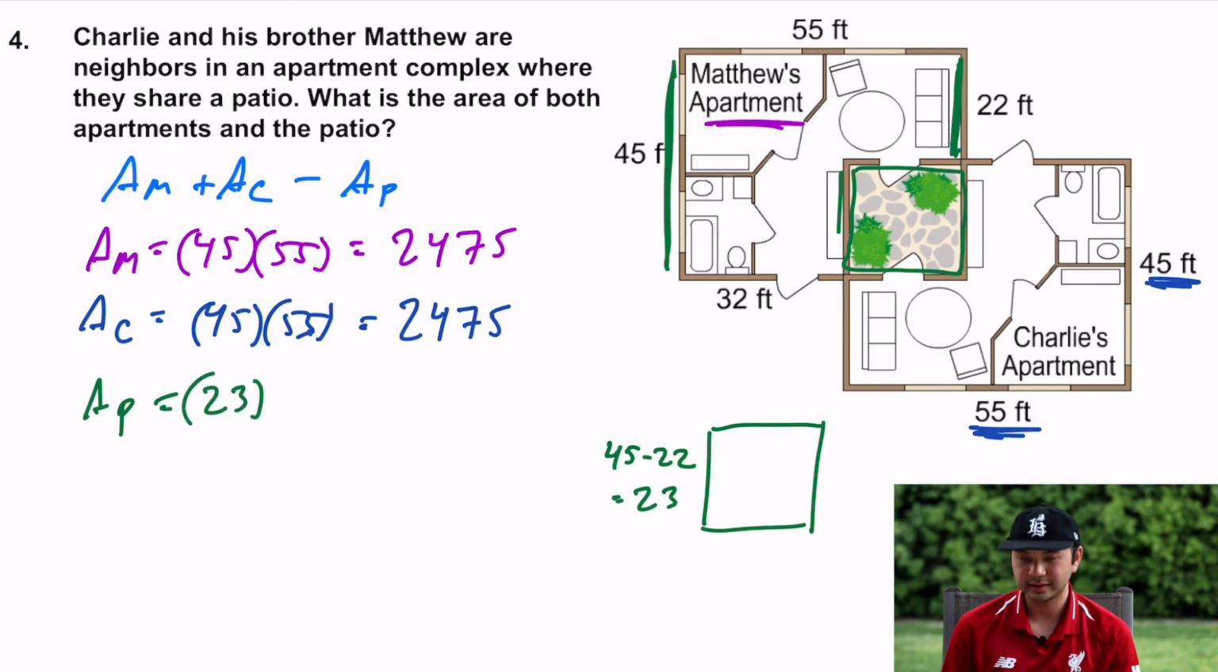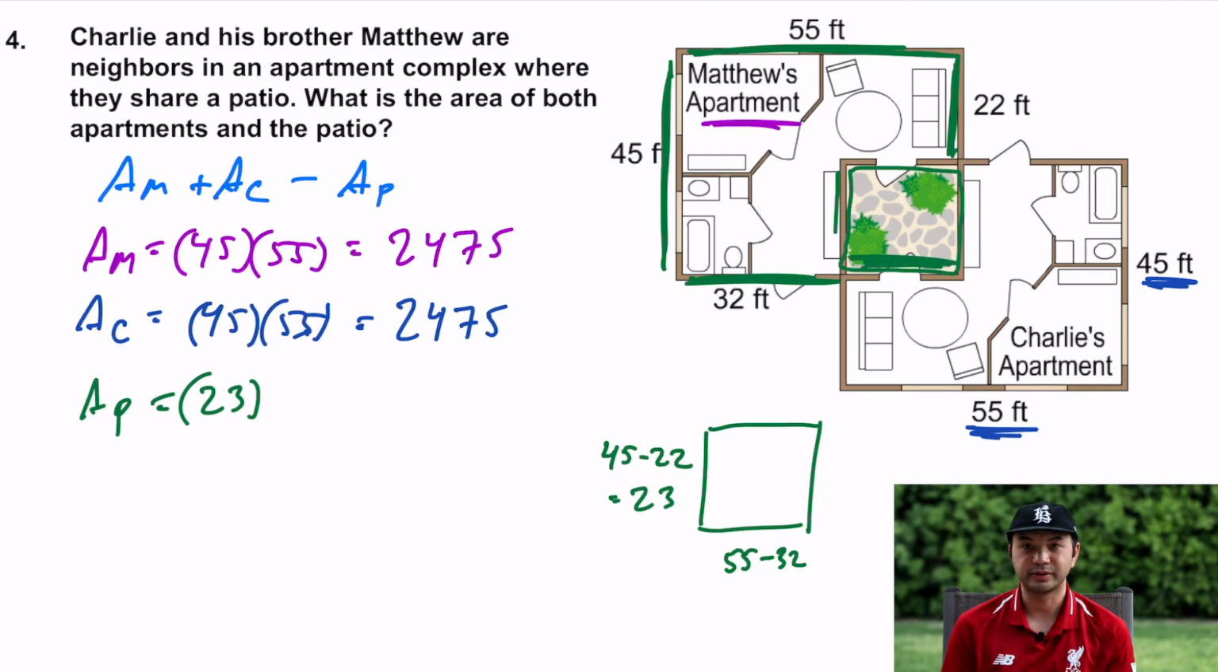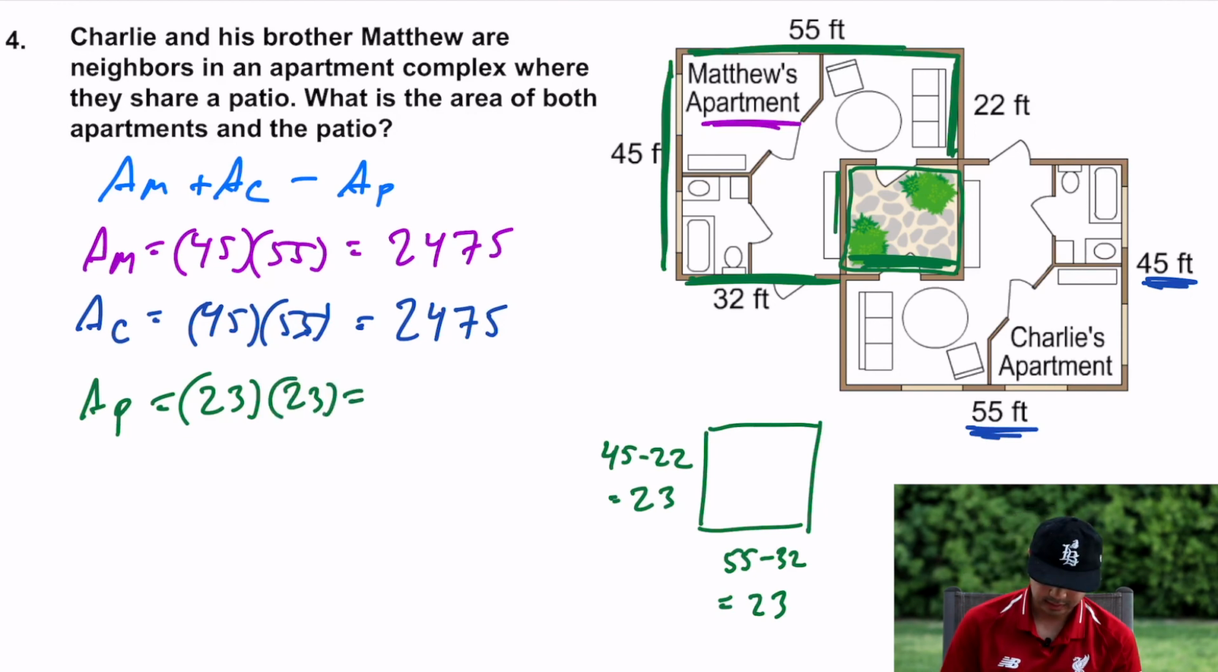And now to find the length, same idea. Let's see what's given here. 55 is given over here, and 32 is given over there. All right, so this would be 55 minus 32, because 32 plus this part over here, that's going to give you 55. So 55 minus 32, that's going to be 23. So it's another square. 23 squared. So 23 times 23 is going to be 529. Okay, I'm not putting the unit squared yet. I'll just put that at the very end.